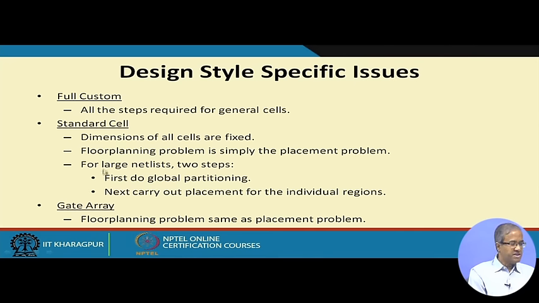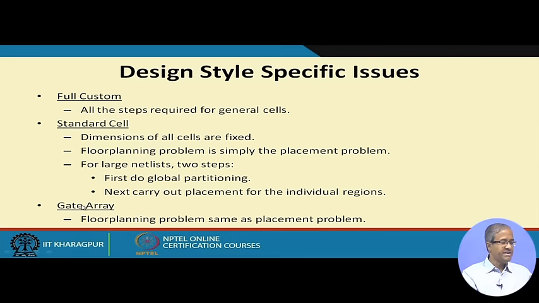So, when you have a large netlist, you go through 2 steps. First, you do a global partitioning, you partition the whole netlist into smaller pieces, and each of the pieces you possibly map into individual regions, maybe one row of the standard cell. You lay them out into one row of the standard cell and carry out the placement.